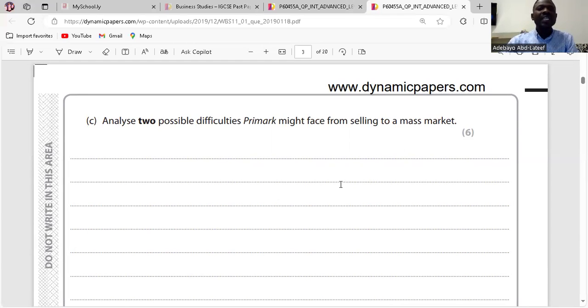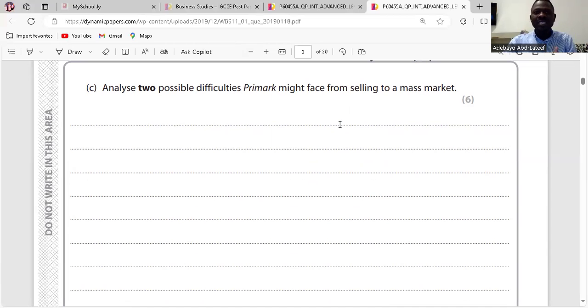For question C, they say analyze two possible difficulties Primark might face from selling to a mass market. The first thing you need to do is to define a mass market. And what's a mass market? A mass market is a market where goods are produced on a large scale for consumers. Now, what are the difficulties Primark might face selling in a mass market?